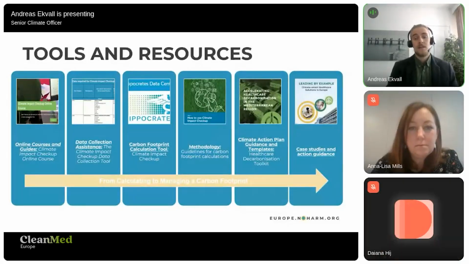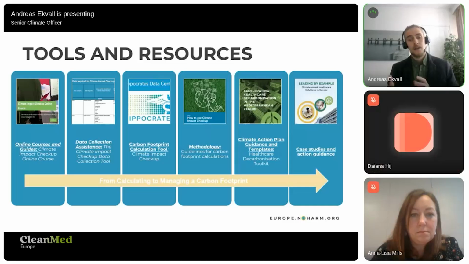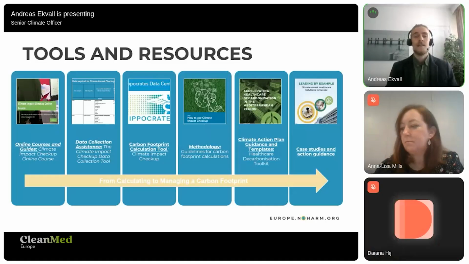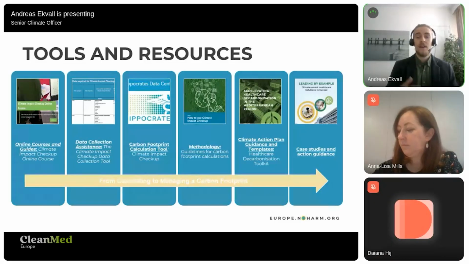Thereafter, we recommend starting to use the Climate Impact Checkup tool and the associated data collection tools to begin collecting data and calculating a carbon footprint. If any challenges arise during this process, we also have methodological guidelines, and you can always contact me if you have any questions regarding data collection or carbon footprints.